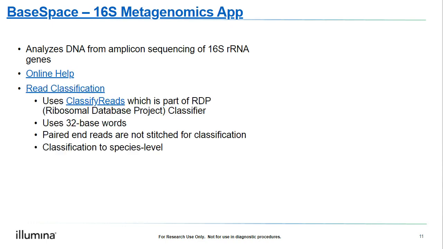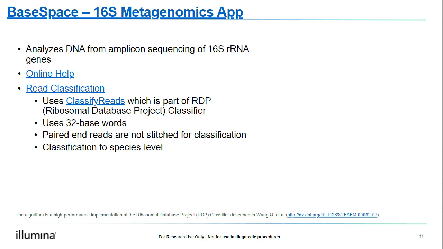For the classification step, this step uses Classify Reads, which is the high performance implementation of the Ribosomal Database Project RDP classifier. And this one is using 32 base words. It performs the classification by counting the k-mers in each read, and then uses the naive Bayes classifier to identify the best match to the database. This is a similar method to Kraken2. I include here the reference paper at the bottom of this slide.